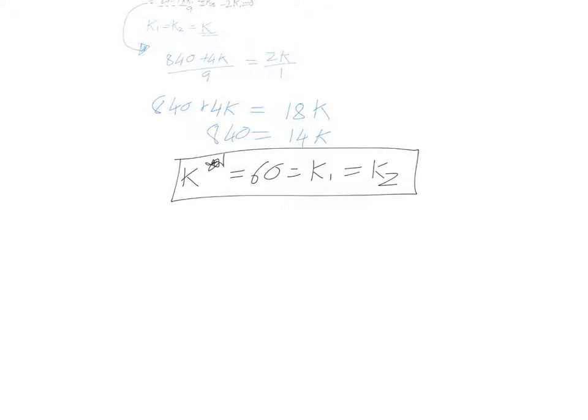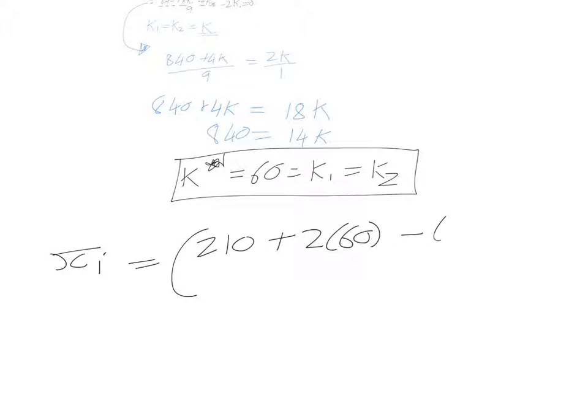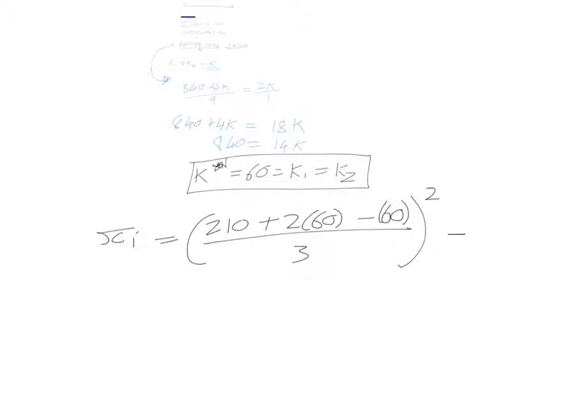And then to get the profit of both firms, so let's just say firm i, all you have to do is substitute the k's in. So the profit function was 210 plus 2k1, we know k is 60, minus k2, which we know is 60, or kj, over 3, this term is squared, minus 60 squared. Put that in your calculator, and both firms are going to make 4,500.